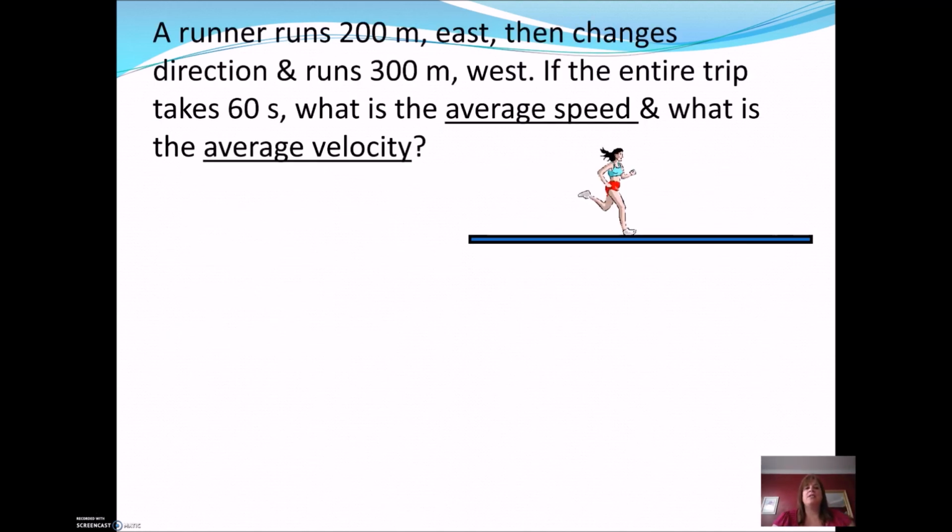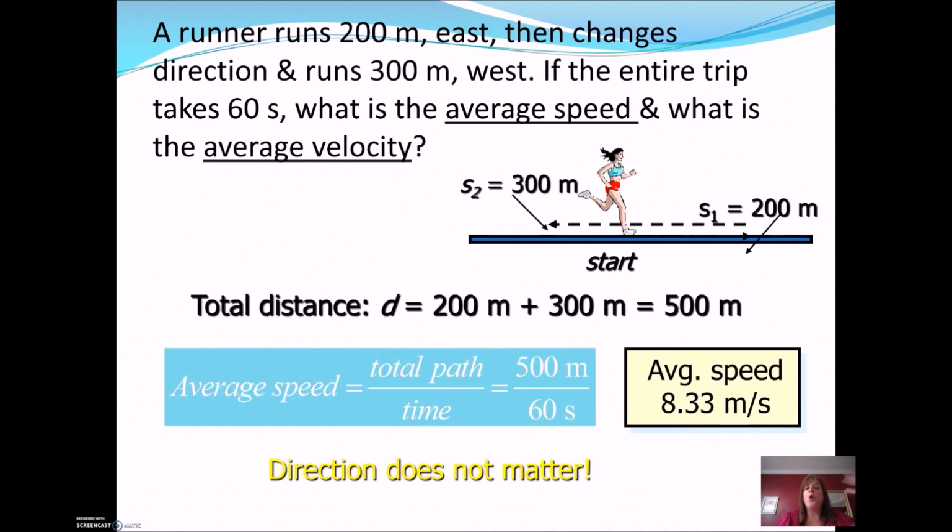Now, from a calculation standpoint, if we look at an average speed or an average velocity, here we have a runner that's running 200 meters east, then changes direction and runs 300 meters west. If we look at the average speed, we would just take our total path, which is that 200 meters to the east plus another 300 meters to the west, so that's 500 meters, and divide by 60 seconds, which gives us an average speed of 8.33 meters per second. Again, direction doesn't matter because it's a scalar quantity.